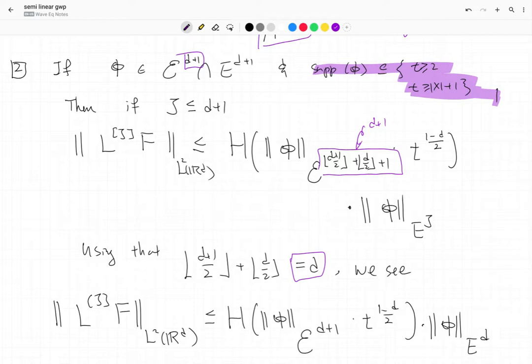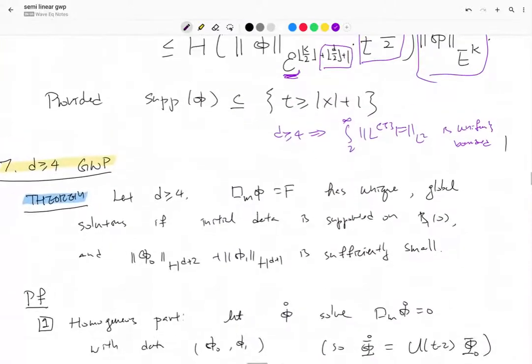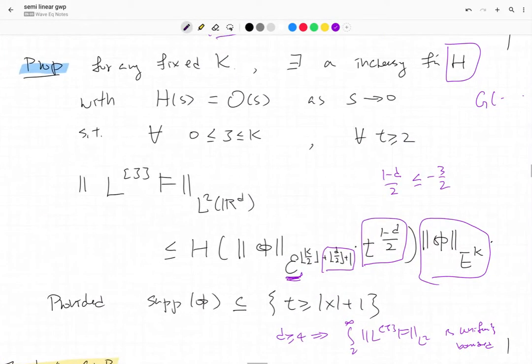Okay? So this is self-consistency, right? Let's go back to what we had before. For any fixed k, if j is less than or equal to k, then j derivatives is going to be bounded by ek on the right hand side and over here.